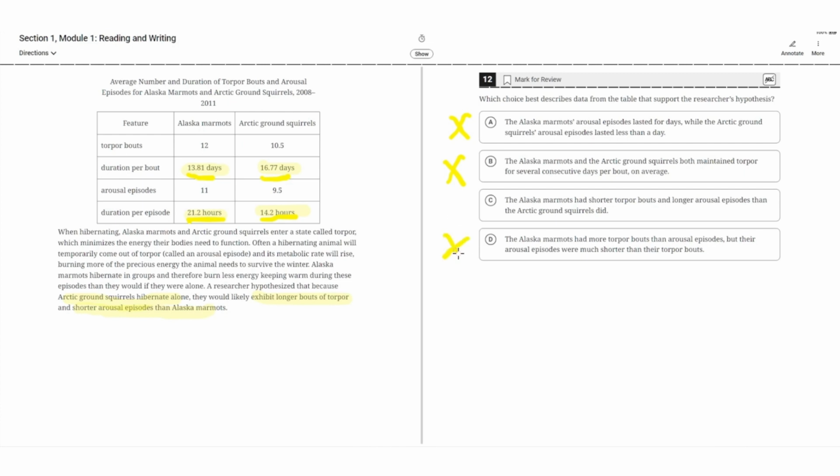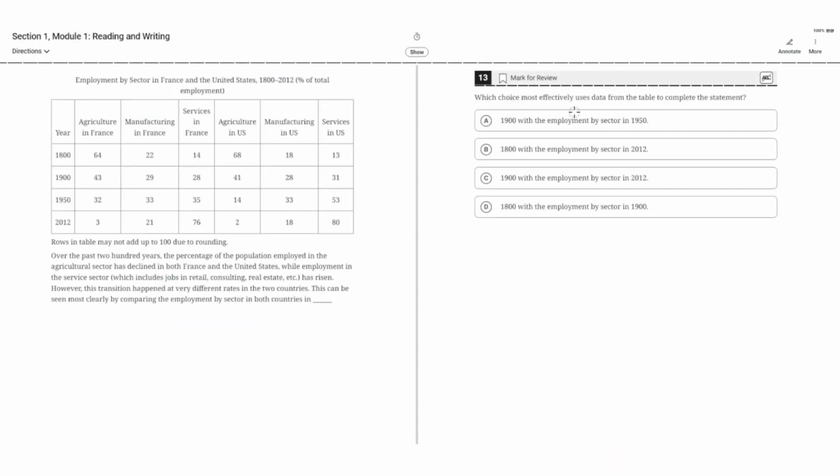So D is incorrect, and C is the correct choice. Which choice most effectively uses data from the table to complete the statement? Over the past 200 years, the percentage of the population employed in the agriculture sector has declined in both France and the United States, while employment in the service sector, which includes jobs in retail, consulting, real estate, etc., has risen. However, this transition happened at very different rates in the two countries. This can be seen most clearly by comparing the employment by sector in both countries in blank.